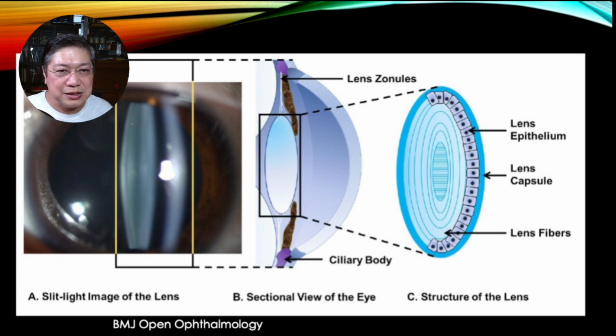It keeps the lens intact. It makes sure that when the lens is being pulled, the shape will be intact. And even after cataract surgery, it needs to be there. It needs to be intact because it will hold the intraocular lens.